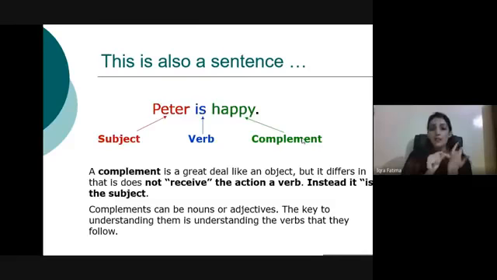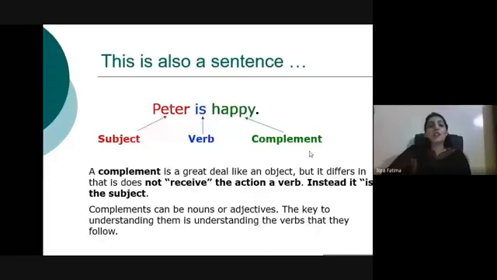Now, another type of sentence, another way of composing a sentence. In this way, we have subject, verb, and complement. Other than subject, verb, and object, we could have a sentence which carries subject, verb, and complement. Now, the question is, what is a complement? A complement is a great deal like an object, but it differs in that it does not receive the action. Instead, it is about the subject.